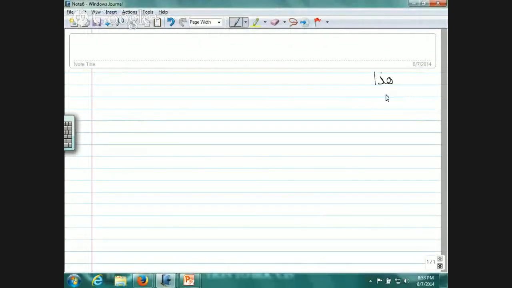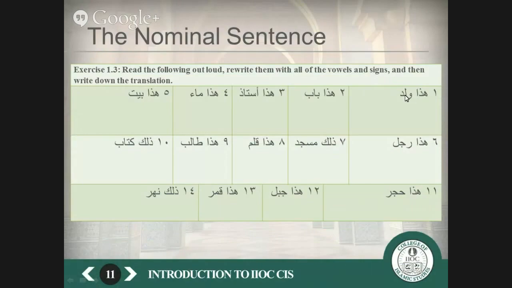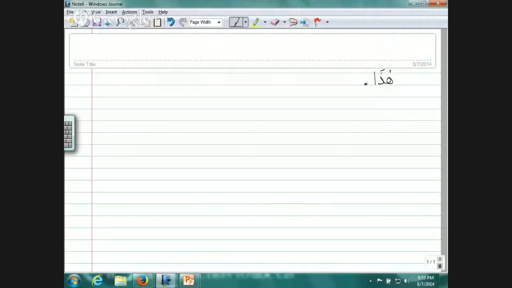Now I need to put the vowels on it. So what vowels do I put on it? First, on the ha, what do I put? The standing one. Right? Remember I told you the standing one? What do I put on this one? Fatha. What do I put on this one? Nothing. Good. Waw, lam, dal. So I write waw, space or no space? No space. Lam and dal. What do I write on the waw? Fatha. What do I write on the lam? Fatha. What do I write on the dal?